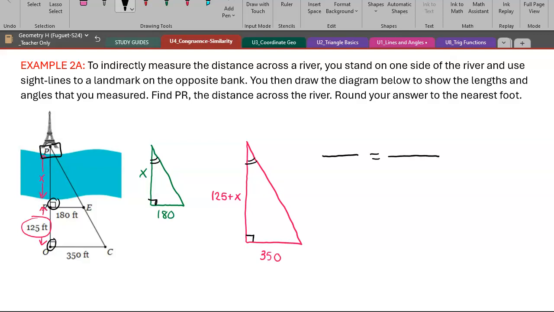So let's go ahead and do that. We'll call it the height just because it's the vertical. The height of the green triangle, the height of the pink triangle is 125 plus x.